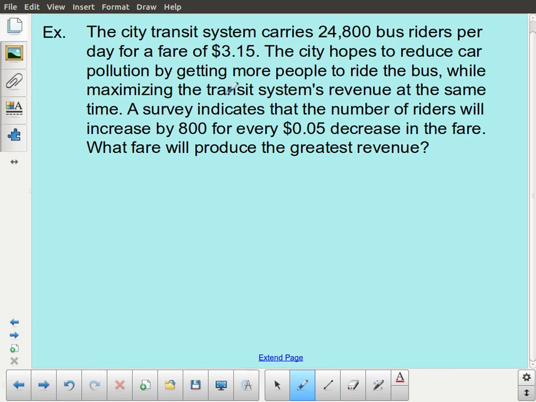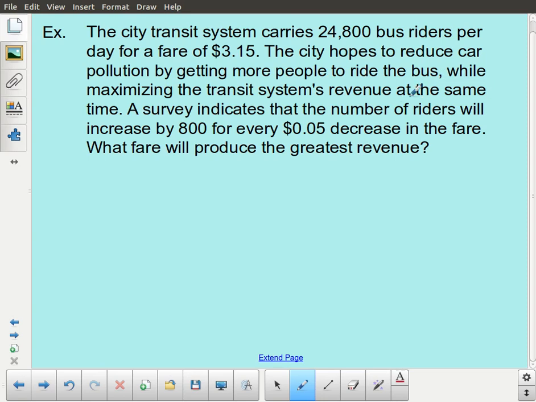Okay, now here's a fairly wordy question, but this is the kind of question where we can actually make use of symmetry quite well. Some of you may have even seen a question like this, or maybe even this exact question. It's quite a common question in quadratics. The city transit system carries 24,800 bus riders each day, and each of them pays $3.15.